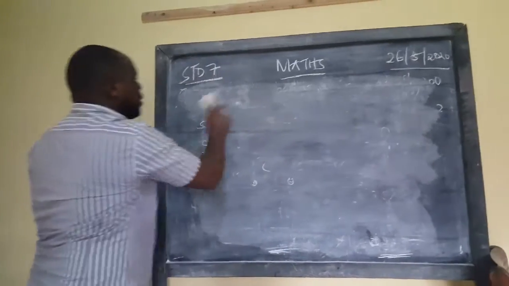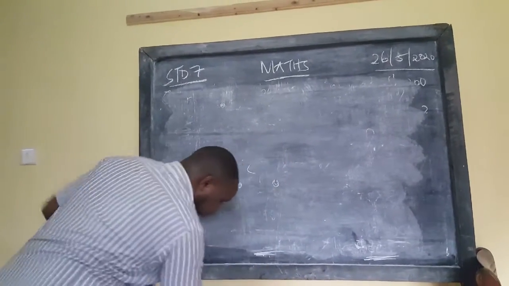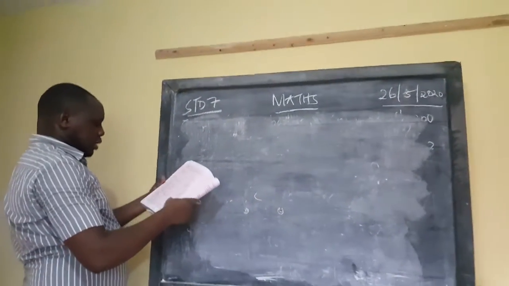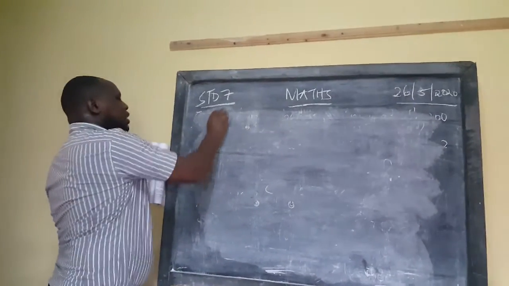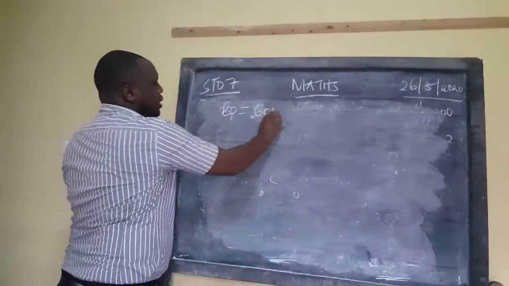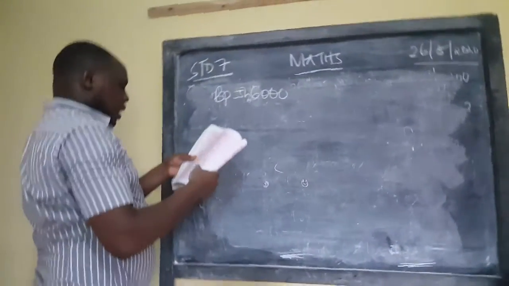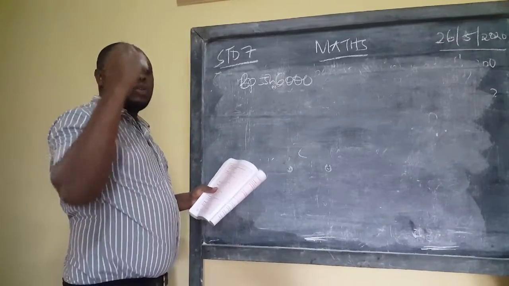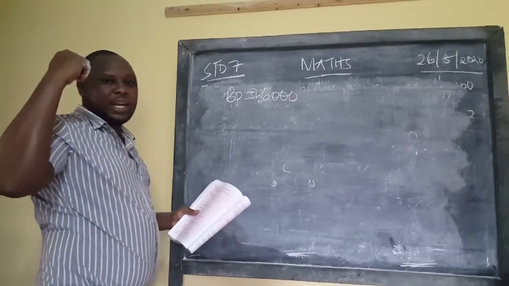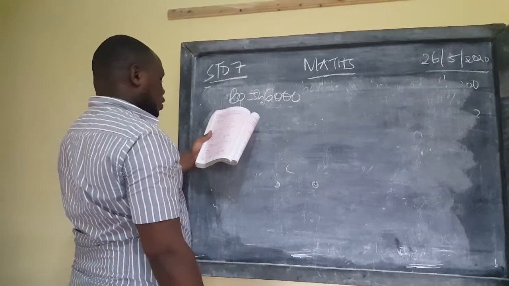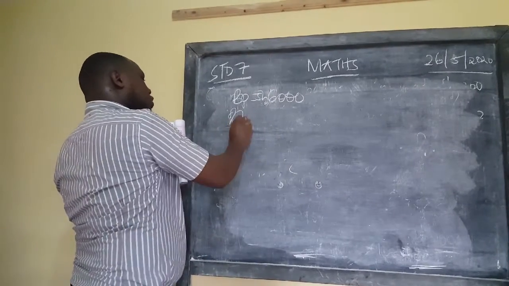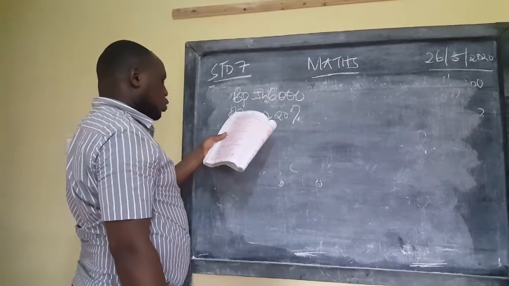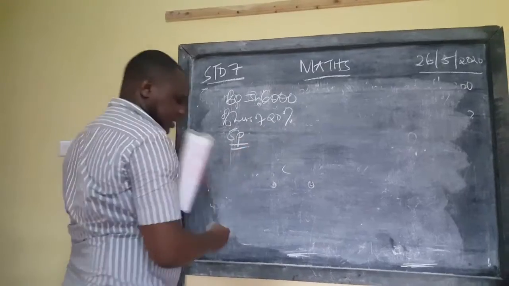Want us to do another question? This time round, a farmer bought a water pump at 6,000 shillings. So the buying price was 6,000 shillings. He sold it later at a loss. So in your mind, when you mention loss, subtraction should come in your head. A percentage loss of 20%. Then, what was the selling price? We are looking for the selling price.